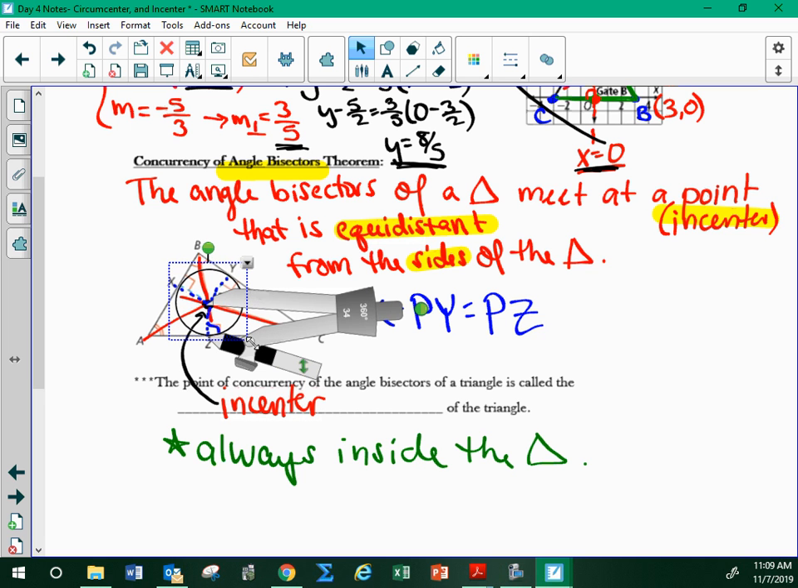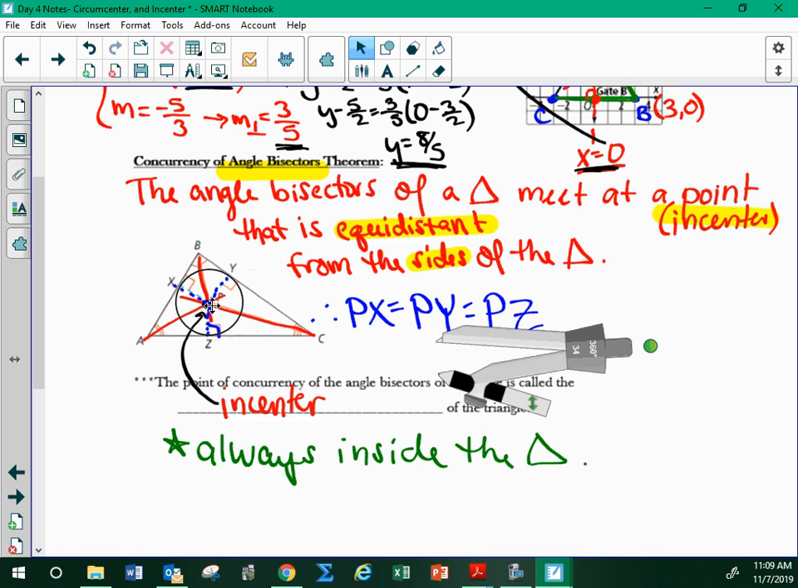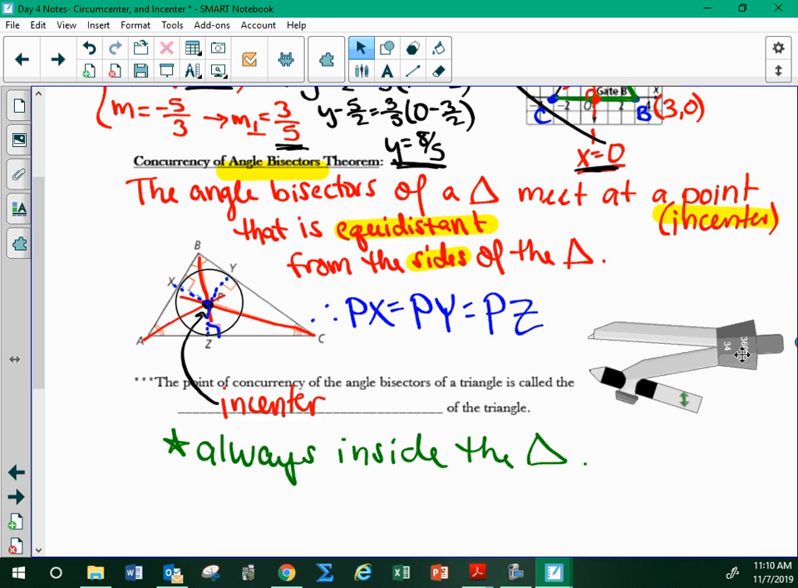Okay. So our incenter is actually the center of the inscribed circle, which is the circle inside the triangle. So the incenter goes with the inscribed circle. The circumcenter goes with the circumscribed circle.